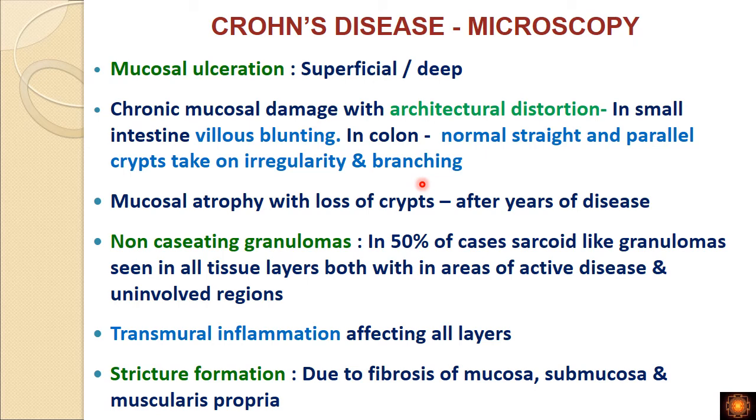If it is chronic, present for many years, then we can find mucosal atrophy also. Then we have the granulomas which are non-caseating. These granulomas we can see from the mucosa, submucosa, and even in the muscularis and serosa also. It involves all the layers. Then transmural inflammation also we see in all the layers. We find even the lymphoid aggregates in all the layers. Then after the fissures heal, they form the stricture. So we have the stricture formation which can be because of fibrosis.